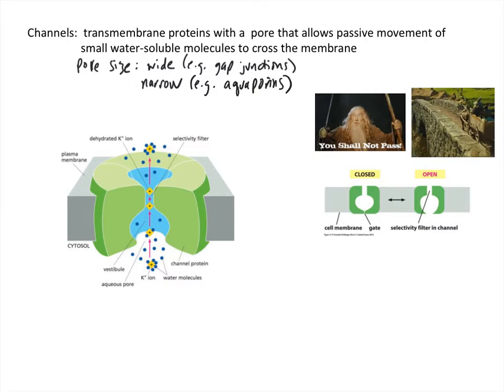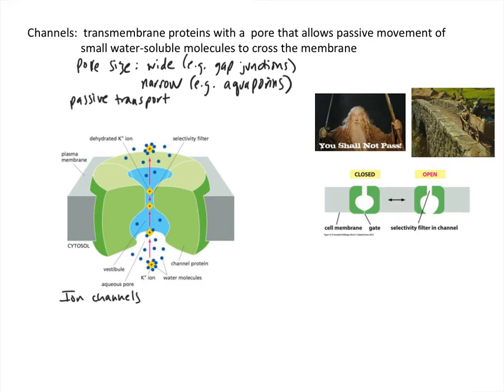And basically, the channels use passive transport. As we've heard before, this means that the molecule that's being transported will be moving down its concentration gradient. Our focus is on ion channels, which is a type of channel protein which is going to move an ion through it.